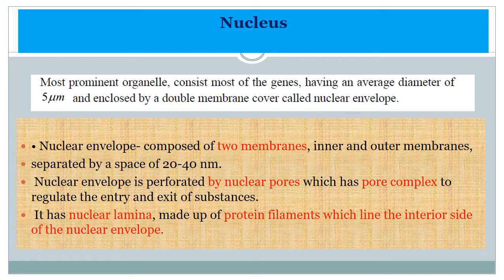Now coming to the nucleus. I told you it's the most prominent organelle, consisting most of the genes, having an average diameter of about 5 μm, enclosed by a double membrane cover called the nuclear envelope. Now this nuclear envelope is composed of two membranes, an inner and outer membrane, separated by a space of 20 to 40 nm. The nuclear envelope is perforated by nuclear pores, which have a pore complex to regulate the entry and exit of substances. It has a nuclear lamina made up of protein filaments which line the interior of the nucleus.